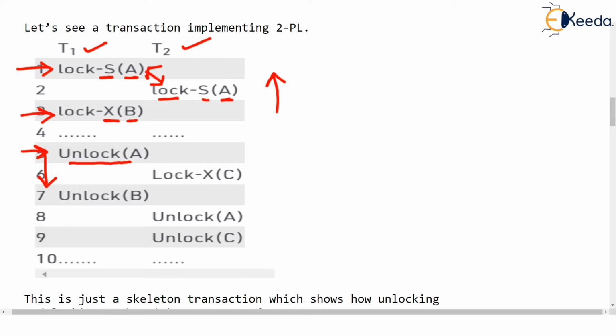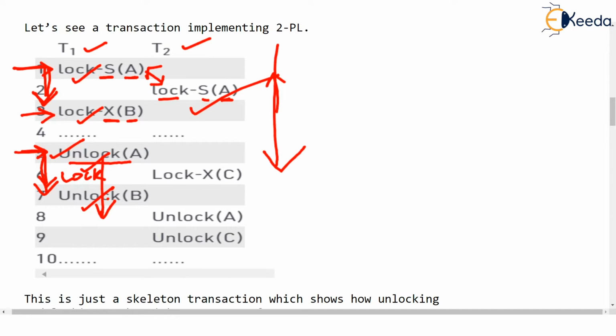And what about this phase here, which I am marking? This is growing phase, where it is continuously trying to acquire locks. And now, from this point onwards, unlocking starts. You can see that now there cannot be any lock operation between the two unlocks. First unlock should be followed only by unlocks. That's shrinking. Similarly, you see T2 transaction.